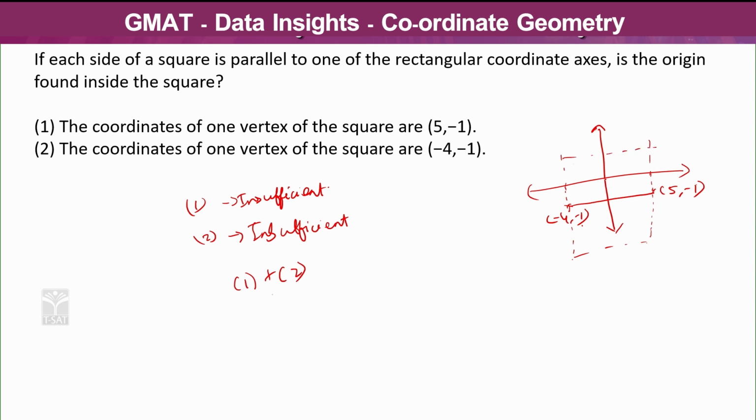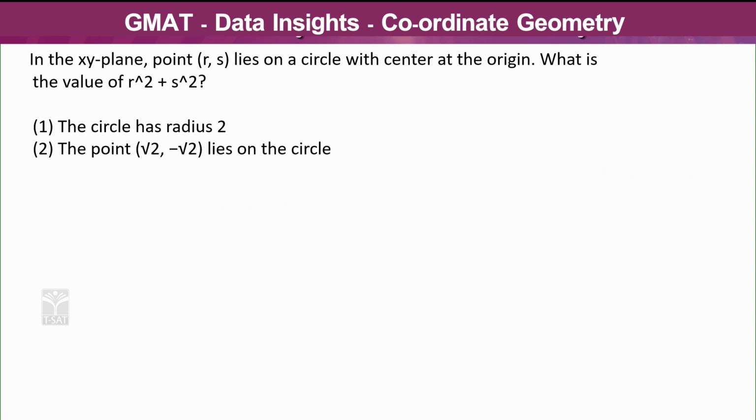So either way you can have either the origin inside or outside of the squares that are formed. Therefore statements 1 plus 2 are also insufficient to answer the question. So when statements 1 and 2 together are insufficient to answer the question, the answer option becomes E, where statements 1 and 2 both together are not sufficient to answer the question. Let us move to the next question now.